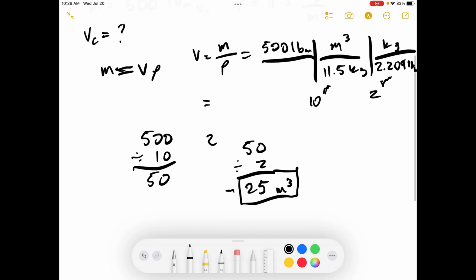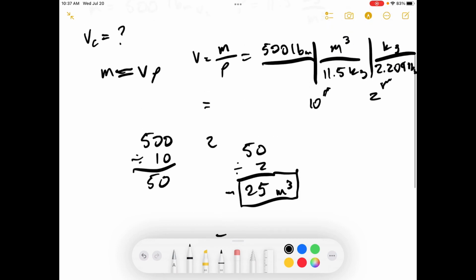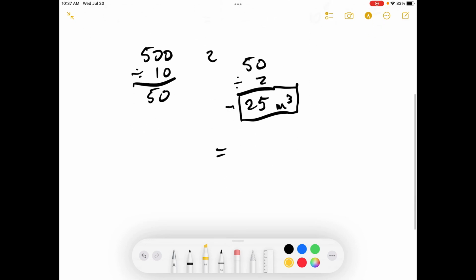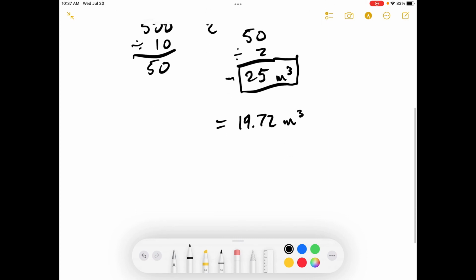Then we do the actual calculator problem. Actually calculating this with a calculator, we get that it equals 19.72 meters cubed. Then for significant figures, we only had 500 to begin with. We don't know if that's 2 or 3 significant figures, so let's just go to 3 significant figures. And we're pretty close. 25, 19, not too far off.